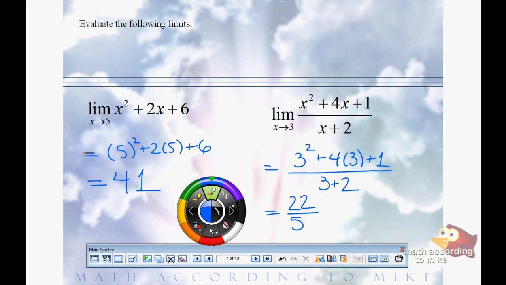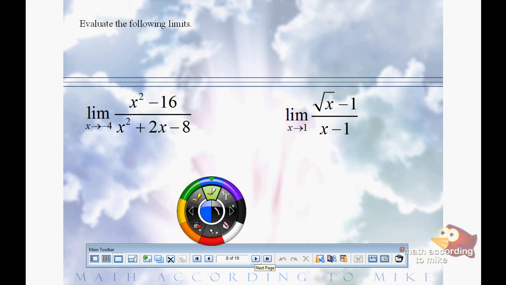But as we saw, plugging in a number doesn't always work. And I think that's our next example. So let's try one of those. Suppose we have the limit as x approaches negative 4 of x squared minus 16 over x squared plus 2x minus 8. And the limit as x approaches 1 of the square root of x minus 1 over x minus 1. So for the first one there, please start off by plugging in negative 4.